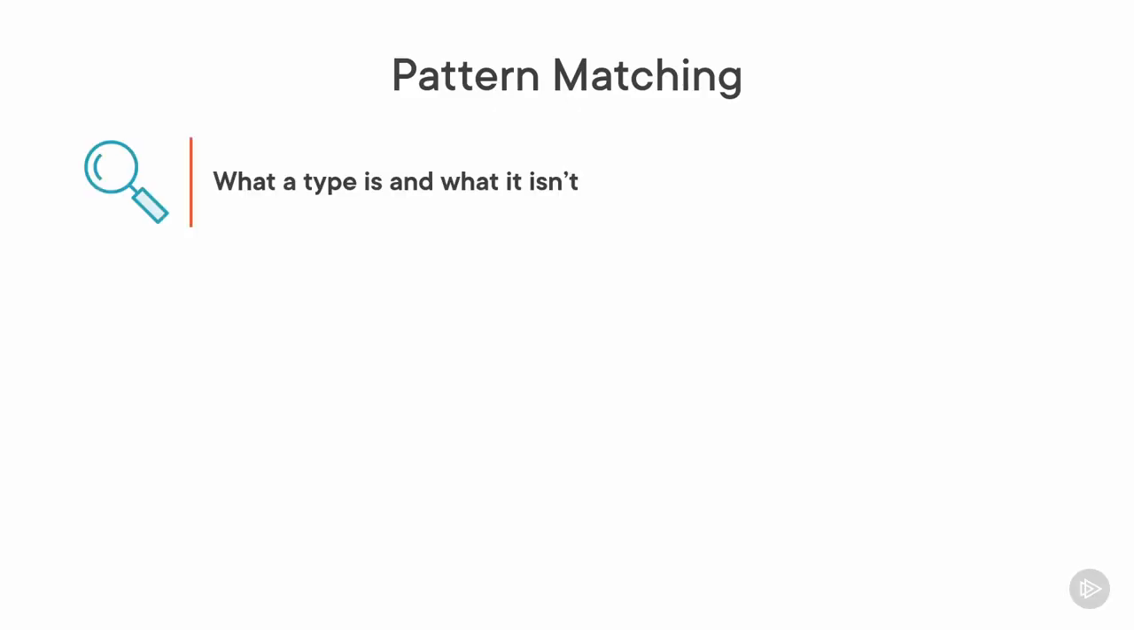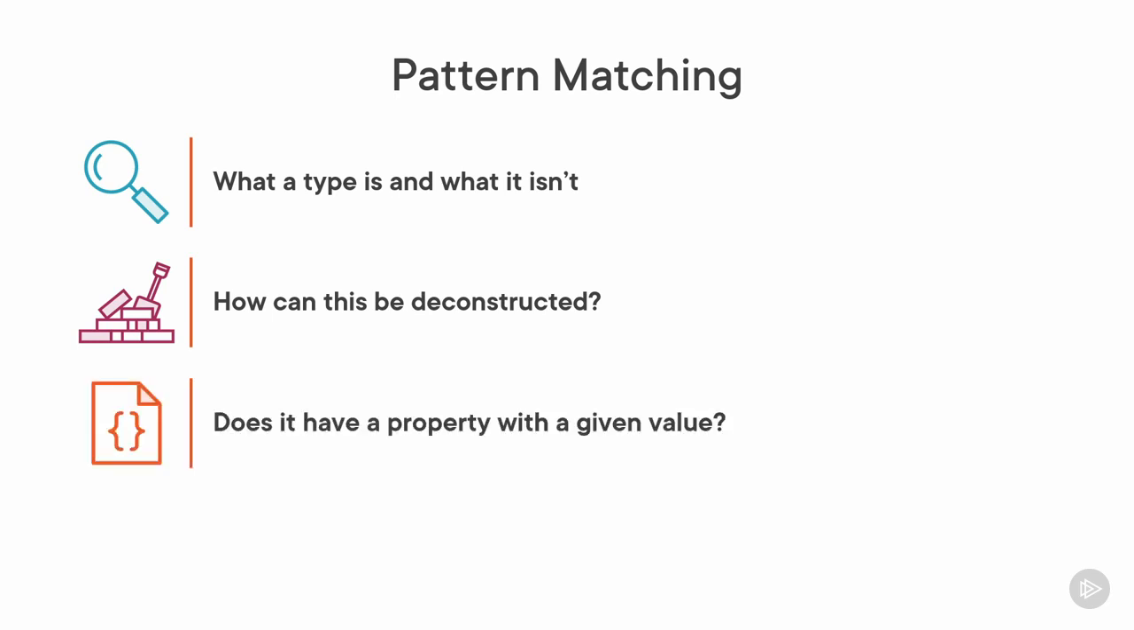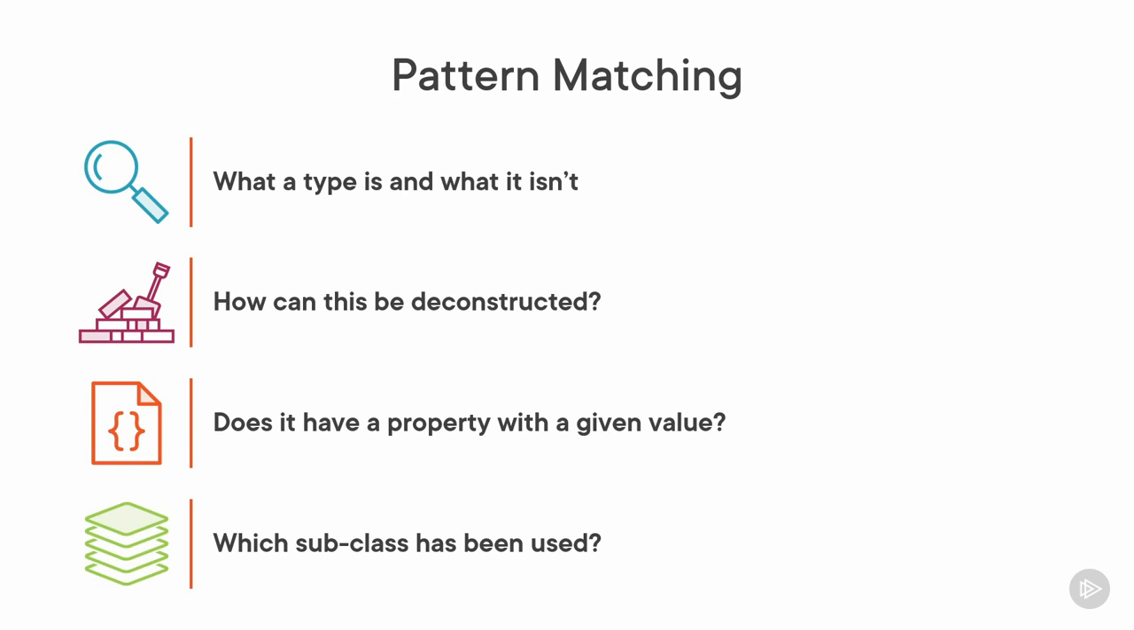This module introduced you to the concept of pattern matching. This is a great addition to C#, and it changes the way that you express yourself. Simply explained, pattern matching is a way to construct an expression that lets you determine what an object is and what it isn't. It allows you to check, for example, how the object can be deconstructed, what properties has certain values, which subclass is used in runtime, and a whole lot more.